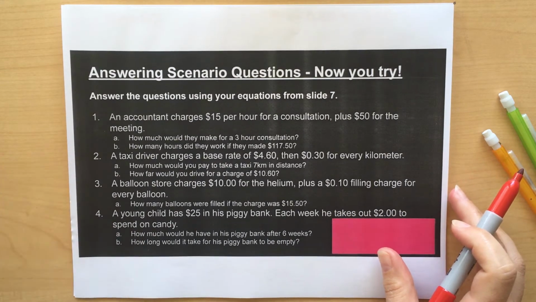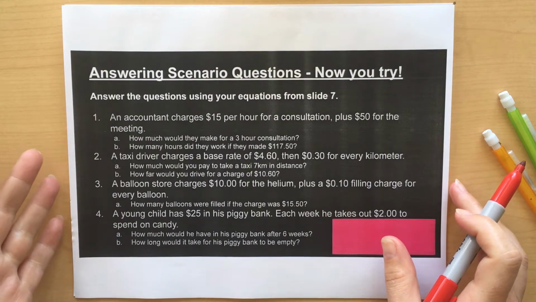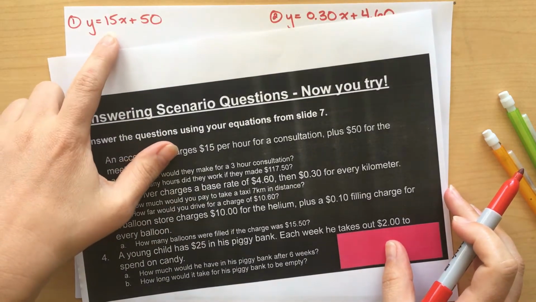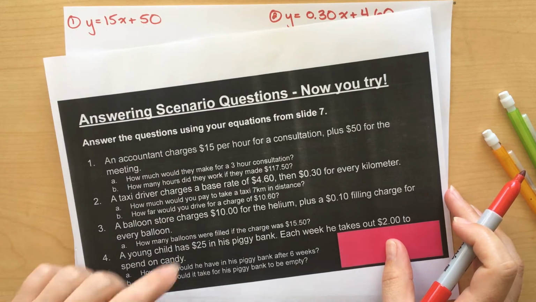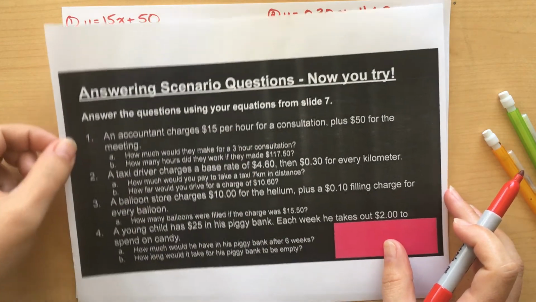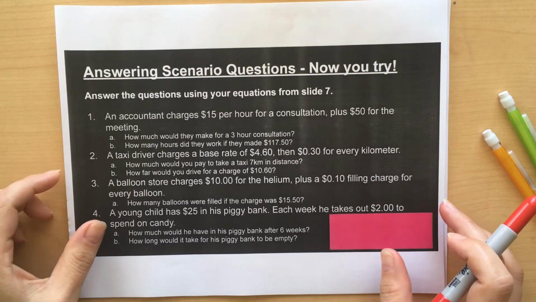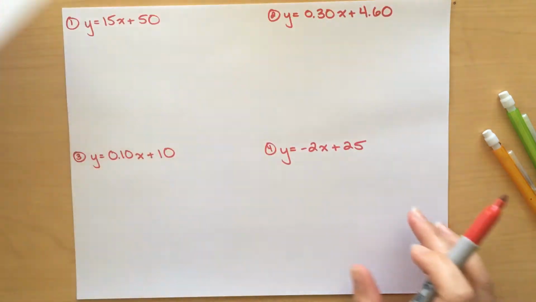If you remember from before, we had come up with the equation that we were going to use for that, which was y equals 15x plus 50. 15 was our per hour, it was our slope, and that $50 was our constant, that y-intercept. So question A is asking, how much would they make for a 3-hour consultation?